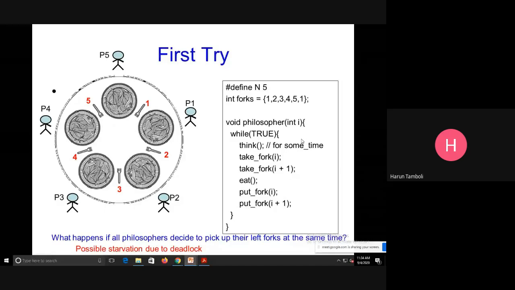Likewise, for P4 and P5 also, a similar kind of situation will be there. So this could go into deadlock. This situation can go into deadlock. No process can take the chopstick, and the condition of deadlock could occur when all the philosophers are trying to access their left chopstick at the same time. Okay, so this condition can occur.